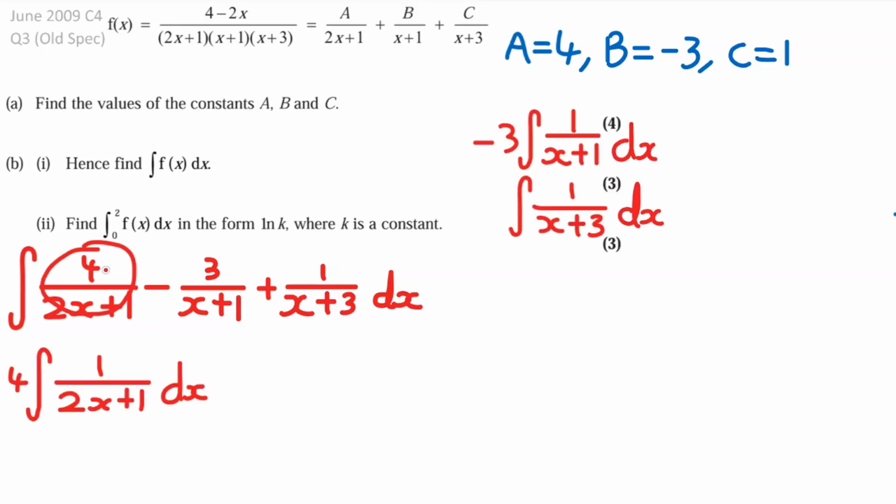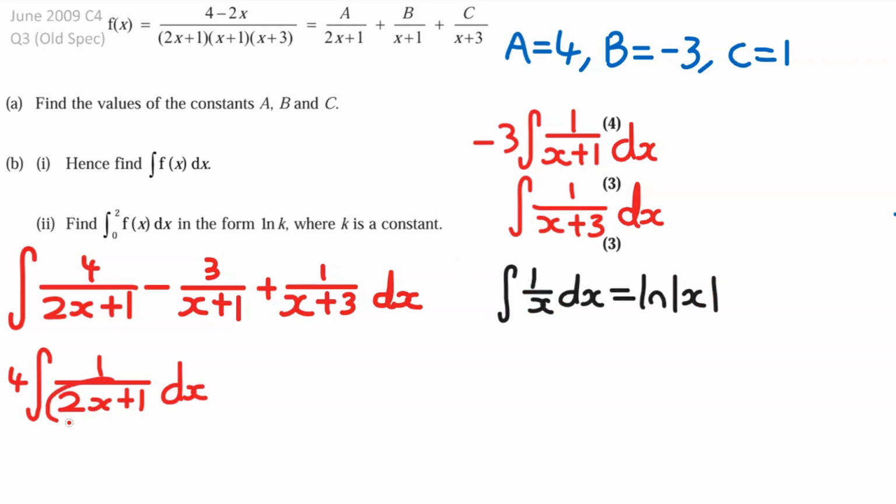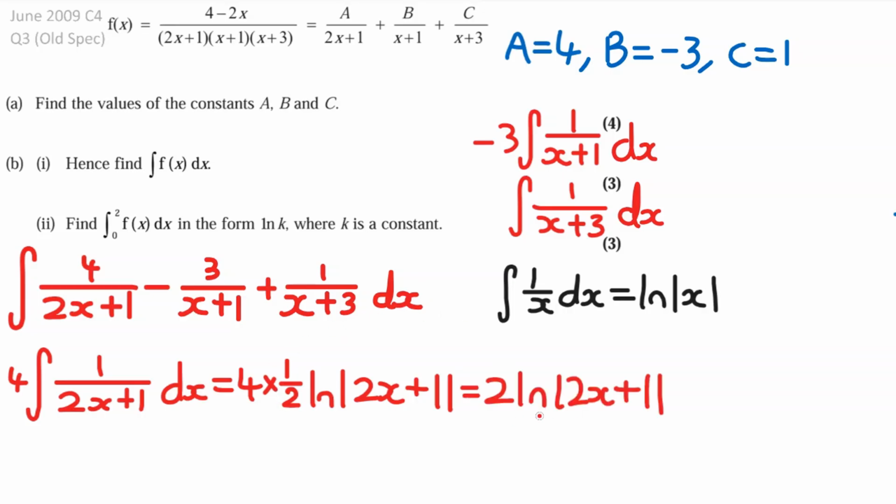So if we start with this 4 over 2x plus 1, I've taken the 4 out of the integral here, so it's 4 and then the integral of this 1 over 2x plus 1. As we talked about before, this is of the form 1 over x. Remember, when you integrate this, you get the natural log of the modulus of x. So what we do is we substitute out this x here for this 2x plus 1, so it becomes the natural log of the modulus of 2x plus 1, but we also need to divide by this 2 here, so it becomes a half, like this here. And we need to multiply it by this 4 that we took out, and 4 multiplied by a half is 2. So this is 2, and then the natural log of the modulus of 2x plus 1.